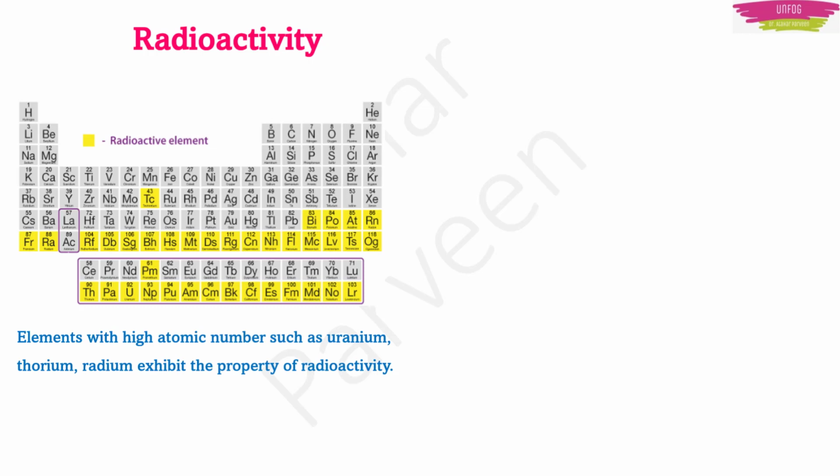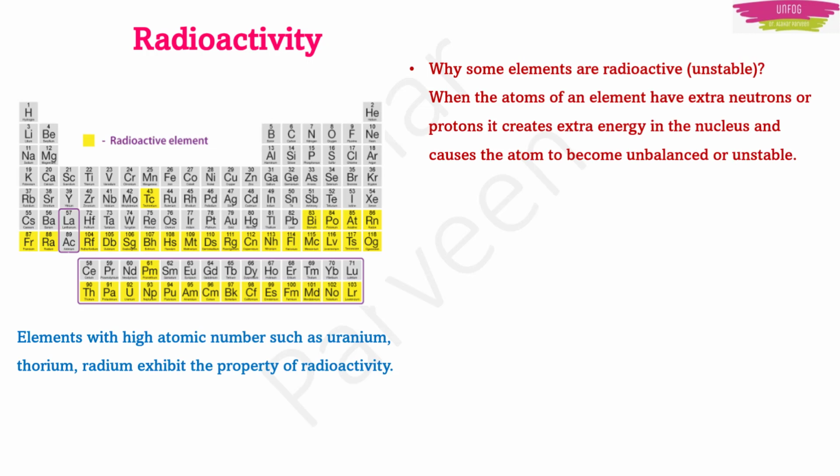Okay, polonium. Now I will address the question of why some elements are radioactive or why they are unstable. Basically, why is radioactivity happening in some substances? It is not happening in all substances, right? But it is happening in a few substances. But why is it happening? Actually, when atoms of an element have extra neutrons or protons, it will create extra energy in that nucleus. Means their number of protons and number of neutrons are not the same. They are different. That's why it will create some energy in that nucleus. This will cause the atom to become unbalanced or unstable. That energy should somehow go out, right? It cannot stay inside. So when that energy comes out, we call it radioactivity.